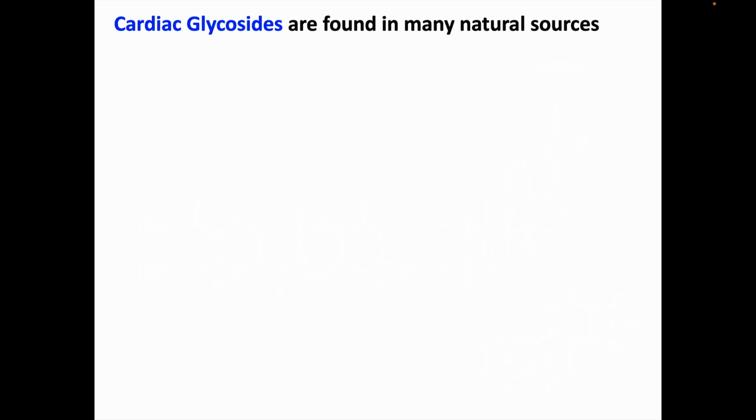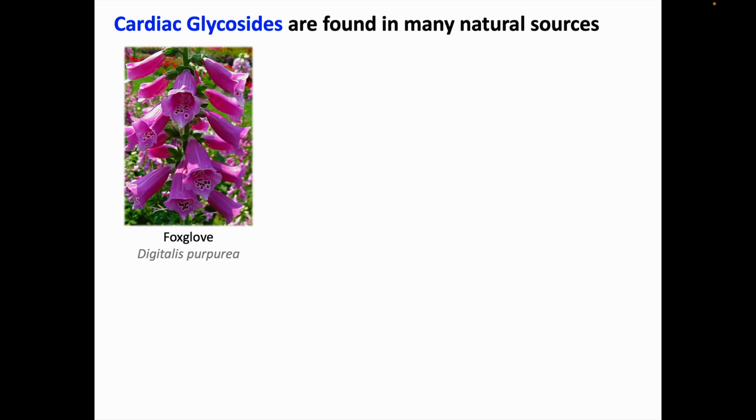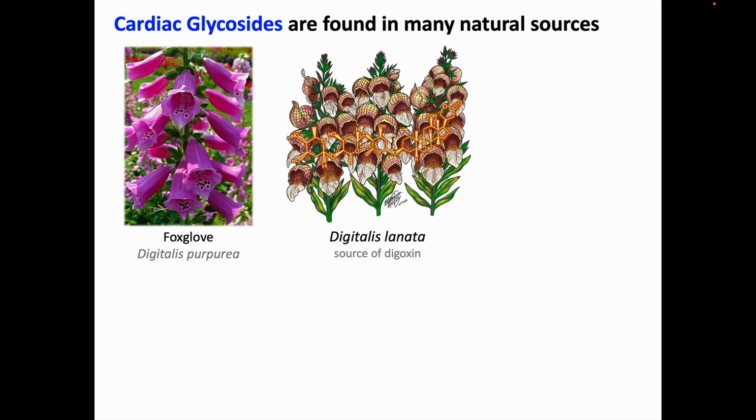Cardiac glycosides are found in several natural sources. Probably the most recognizable is the foxglove plant, Digitalis purpurea. This is a very beautiful flowering plant, but it's not the botanical source of digoxin as some may think. Instead, it's this close cousin, Digitalis lanata, that's the botanical source of digoxin. This plant has more dull brown flowers and is a lot less flashy. The illustration here makes it appear much more colorful and appealing than in reality.